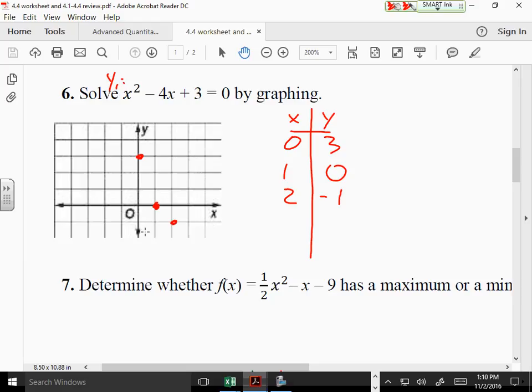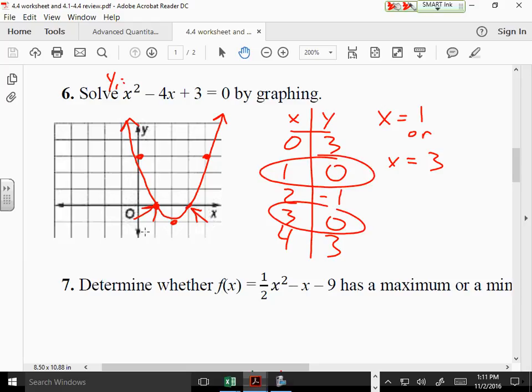3, 0, 4, 3, and 8 goes off the screen. So my parabola looks something like this. So if I want to solve, then these roots are my solutions. X equals 1 or X equals 3. Those are the solutions. Those will make this equal to 0.